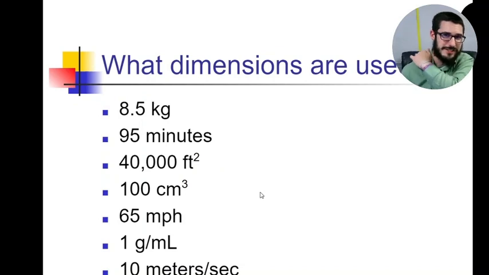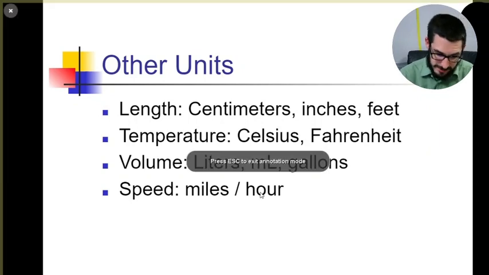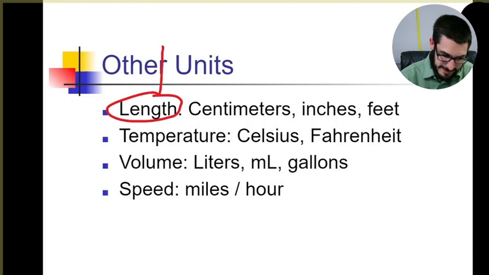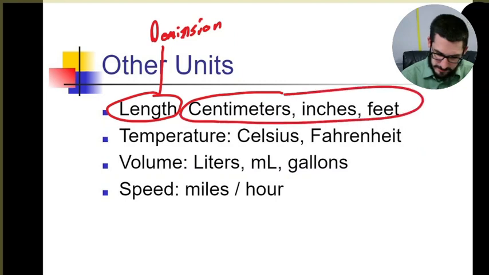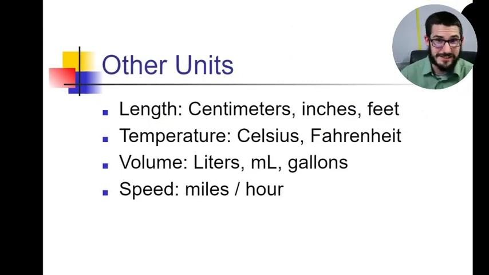What dimensions are used? Okay, so we're going to go back here. When I'm talking about dimensions, you're looking at the thing that you're measuring. So this is my dimension, and then whatever I'm measuring it in is the unit. Okay, so dimension is what's being measured, and what I'm measuring it in is the unit.